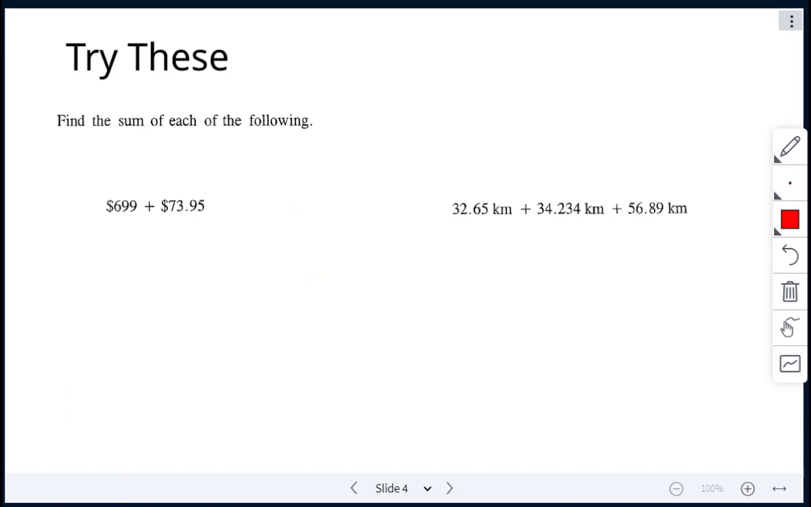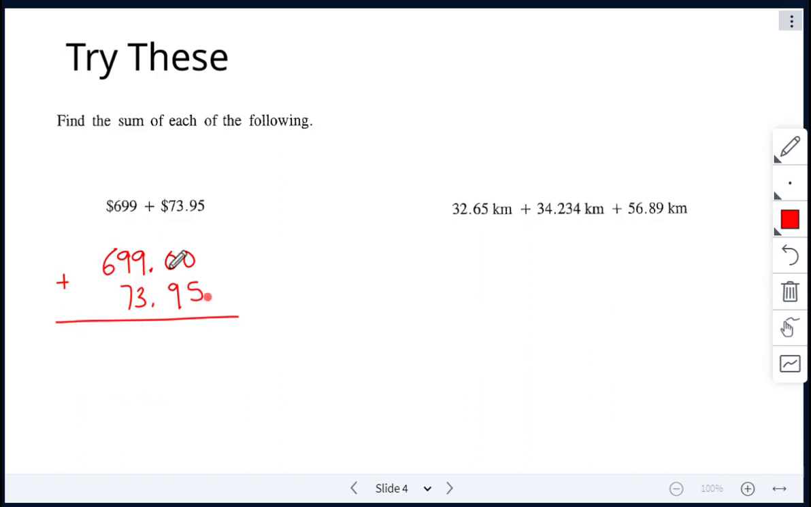I'll pause here. All right, so we're looking for the sum. So again, that means addition. So we're just adding 699, and we're adding, well, the decimal point for 699 is right there. And then we have 73.95. Okay, so make sure that it's lined up properly. You can fill this in with zeros here, just so it makes more sense if you need to. So now you can go ahead and add.